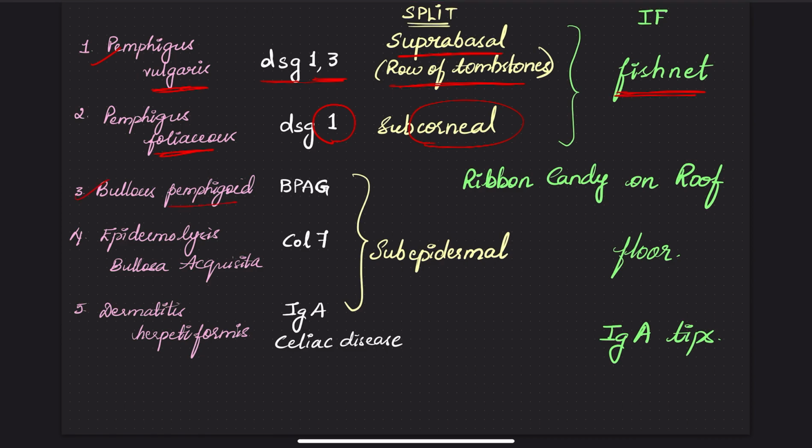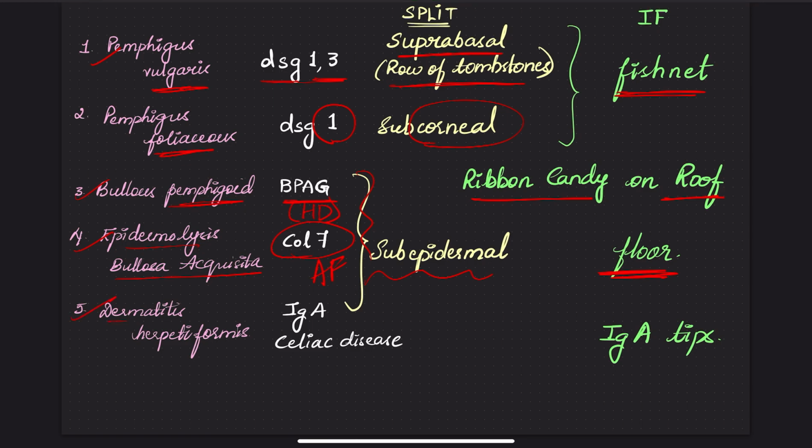In bullous pemphigoid, BPAG, which is a component of hemidesmosomes, is attacked, and they show a ribbon candy appearance on the roof of the cavity on immunofluorescence. In epidermolysis bullosa acquisita, there is a defect in type 7 collagen, which is a component of anchoring fibrils. Both of these show a subepidermal split, and on immunofluorescence, linear deposition on the floor of the cavity.